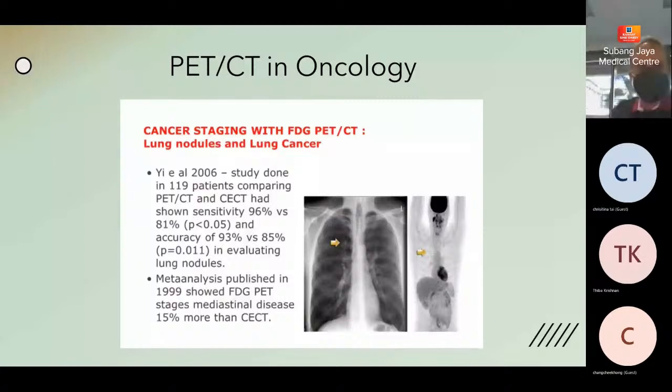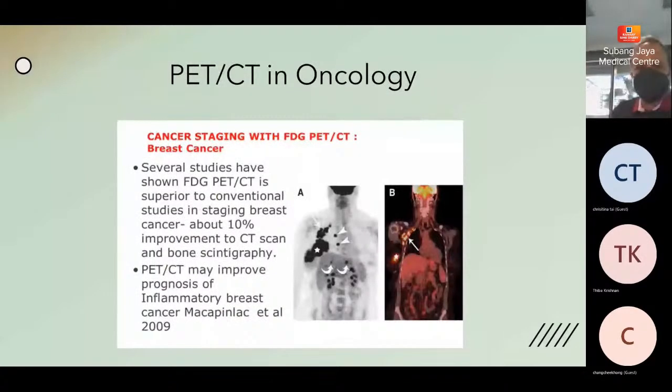So in breast cancers, this is well known already for more than 2 decades that PET scan is superior to conventional studies, about 10% improvement over CT scan and bone scintigraphy. It may improve the prognosis of inflammatory breast cancer. That means basically we use PET scans to manage these cases, to see the response to treatment, and it shows that it improves the prognosis of patients with inflammatory breast cancer, which basically was one of the worst prognoses.